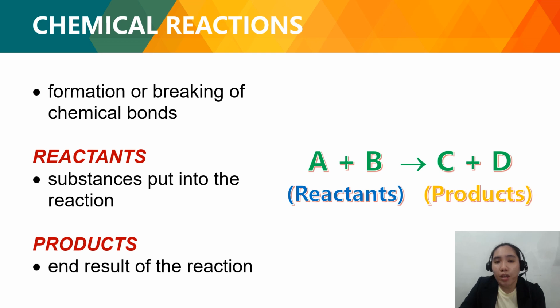So for different types of chemical reactions, when you say chemical reactions, these are the formation or breaking of chemical bonds. Okay? So for you to have a successful chemical reaction, of course, you should have your reactants. Reactants are the substances put into the reaction. And then, of course, the end result of the reaction is what you call the products. So ito yung parang tinatawag natin na recipe, no? Kung ano yung mga sahog, mga reactants. And then the products would be the main dish, kung ano yung kalalabasan ng mga sahog na yon. Okay? That's the simplest explanation about chemical reactions.